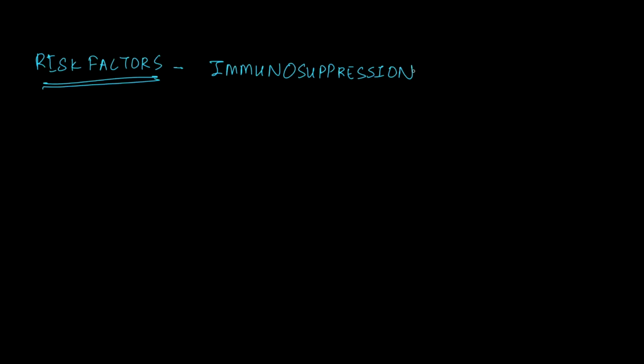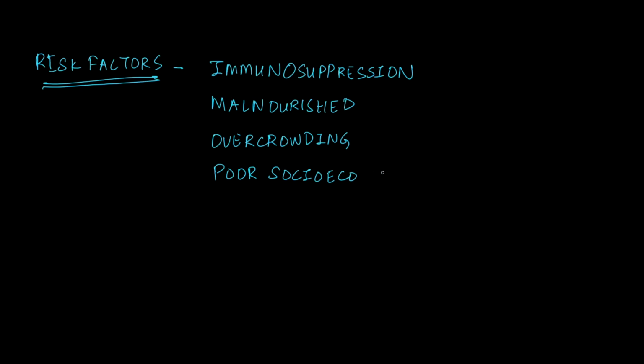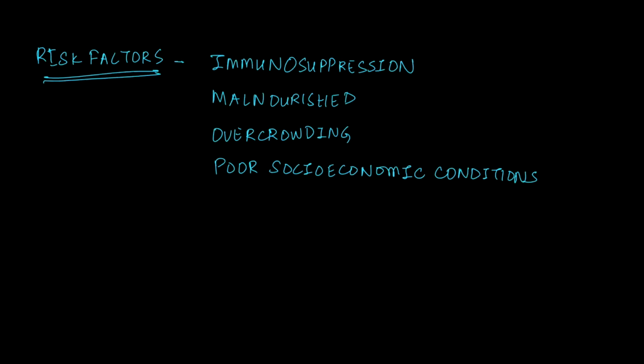Next, let us take a look at the risk factors for abdominal tuberculosis. Any state of immunosuppression, malnourished individuals, in cases of overcrowding, poor socio-economic conditions, these entail the risk factors for abdominal tuberculosis.